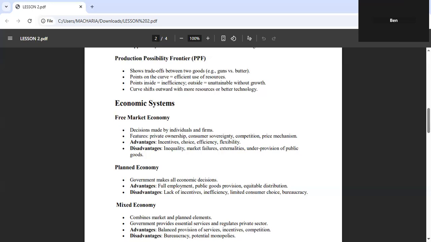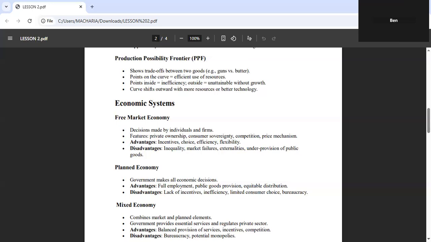Features include private ownership, consumer sovereignty, competition, and price mechanism. So in a free market economy, it is a willing buyer, a willing seller. I tell you, I'm selling this item at this much. You are able to buy it at that much until we agree. Then that is called a free market economy. The major advantage is that it provides incentive, choice, efficiency, and flexibility. You can choose, I want this or I don't want.